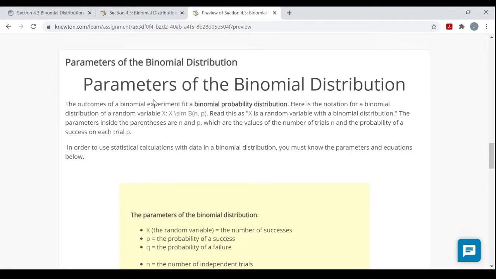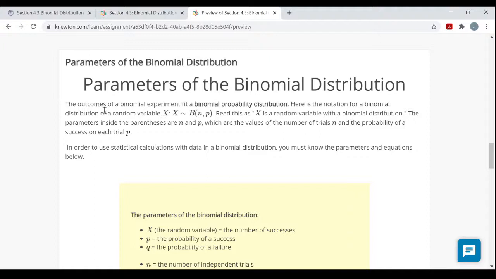So now some more parameters of the binomial distribution. All right. Some more numbers describing the population, the random variable itself, all possible outcomes of the random variable, if you call it x.